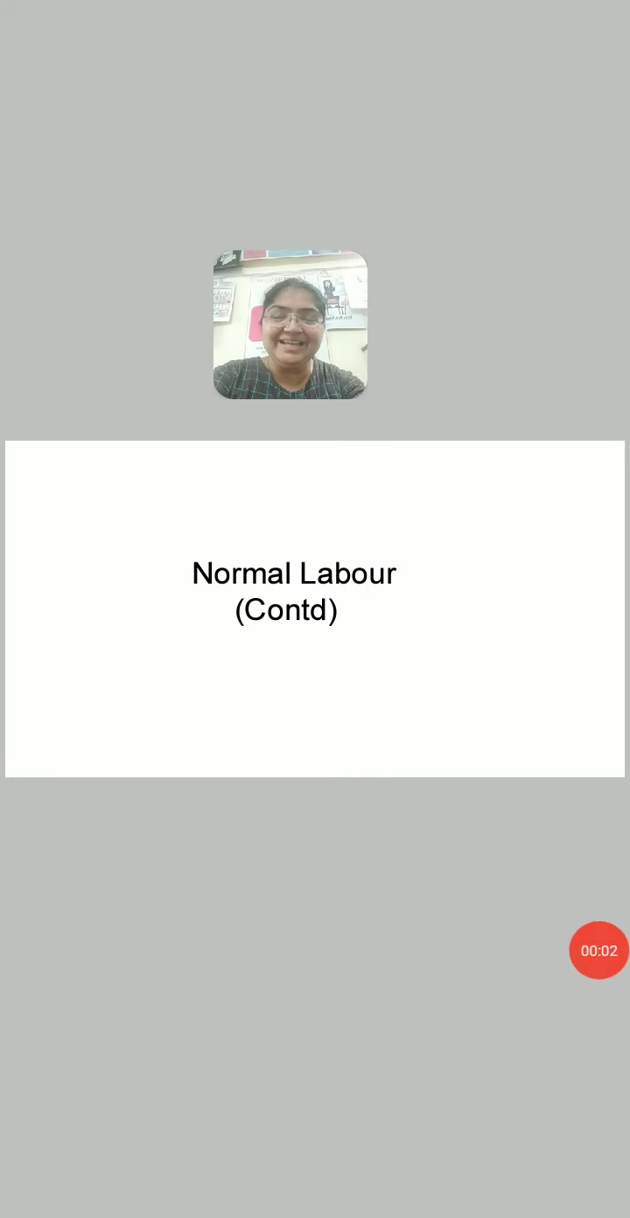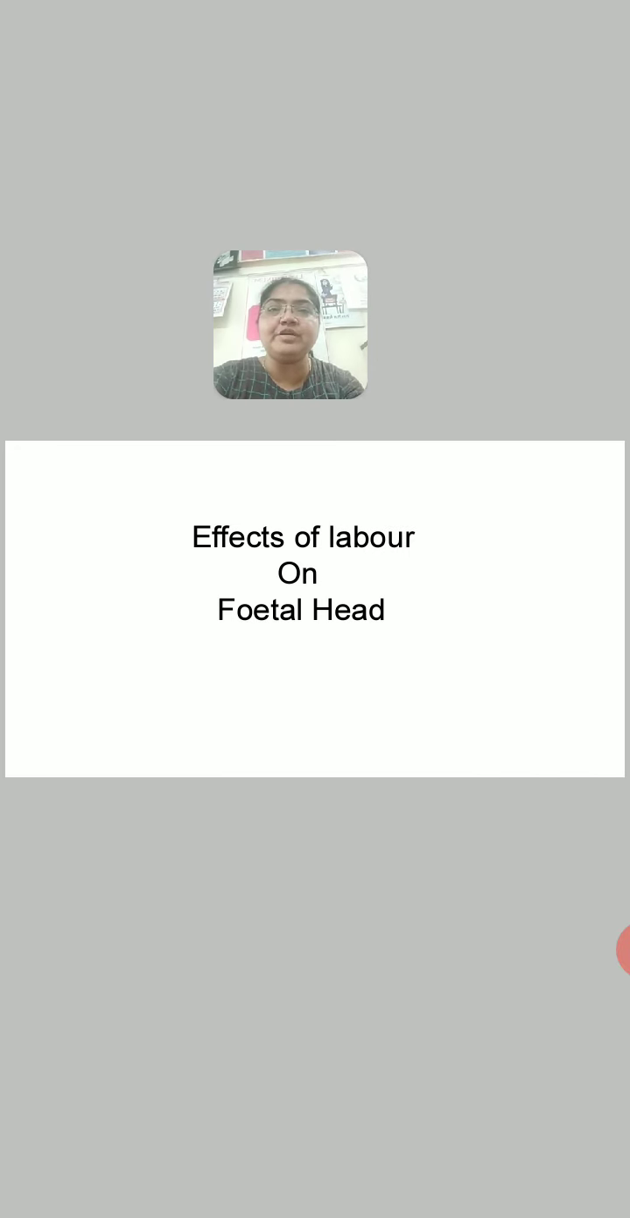Hello everyone. In the early session, we talked about the mechanism of normal labor. Continuing the same topic, today we'll talk about the effect of labor on the fetal head. Whenever the fetal head is passing through the mother's pelvis in labor, the head faces the pelvic floor resistance. So labor produces some effect on the fetal head. We'll talk about these effects in detail today.